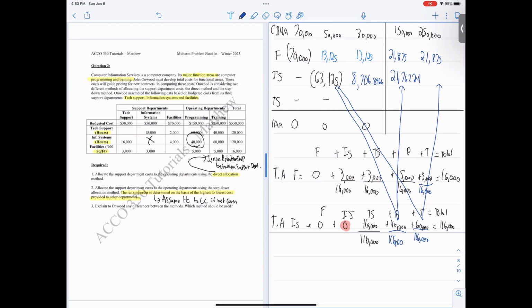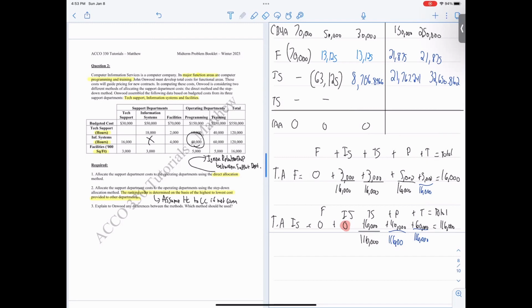So then we do 60,000 over 116 times 63,125. That'll give you 32,650.862. And there we go. That's the total amount allocated. So if you sum this all up, it should get you to 63,125, and it does.